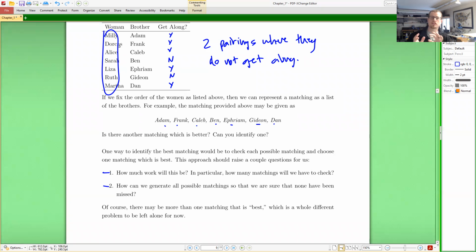So that's one way. Then the question doesn't necessarily become how many ways are there to pair them. The question now is simplified to how many different ways are there that I can order these 7 brothers' names, which is a much easier question to answer. So that makes the problem a little bit more simple.